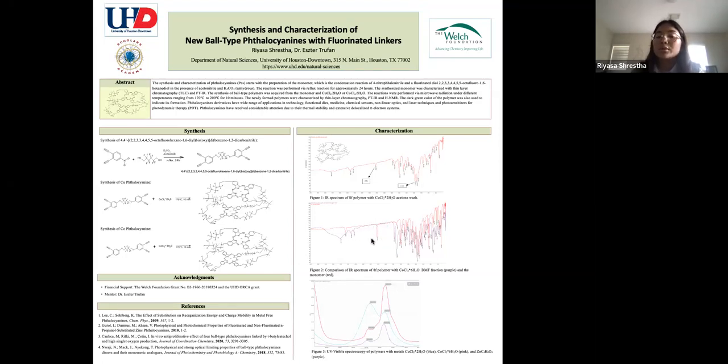The main peak that we're looking at is the 2235 peak, which is the peak for the C≡N triple bond, shown in the monomer. We basically want that peak to be consumed in the reaction. Therefore, for the ball-type phthalocyanine, which is in purple, we don't want that peak at all. However, in my sample there is a small peak for that specific bond. That means the sample is not as pure.